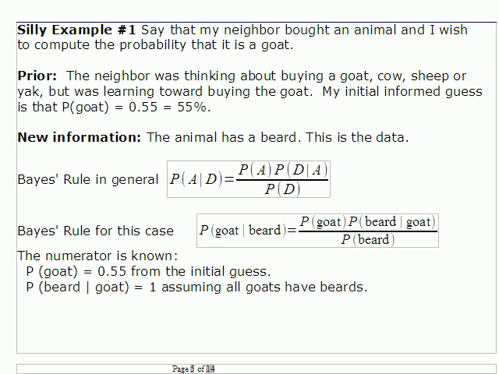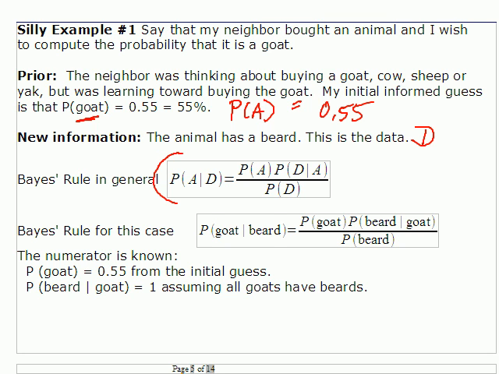So in this notation, let's say A is the goat. Well, I wrote goat here. It's clearer than writing A. But that's 0.55. Okay. Now the new information, remember we get some new data, and this is D.